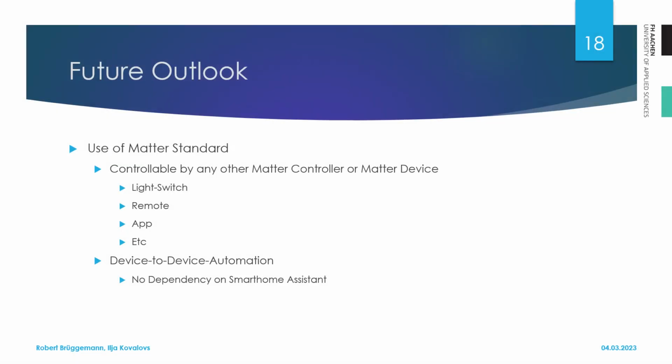Now we want to add why we are using the Matter standard to make this project. We use it so our LED strip is controllable by any other Matter controller or Matter device. We don't need Alexa, so we could also control it by a light switch, a remote, an app, or anything else. Also, Matter provides device-to-device automation, which means we have no need for a smart home assistant, but we can connect devices directly without using an intelligent smart home assistant between it. So we could, for example, connect a light switch directly to our LED strip.